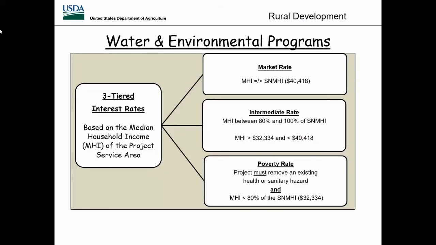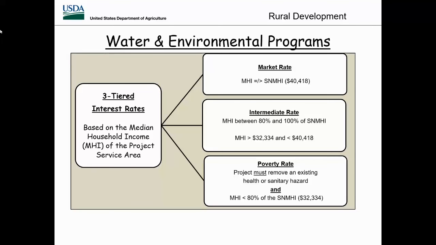With our water and environmental program, I do have a 3-tiered interest rate scenario, and that interest rate that a system would qualify for is based upon the MHI, the median household income of the area that is served. I can tell you that right now we're still basing everything upon the 2010 U.S. Census. The 2020 census is just now in process, so we're still using that 2010.